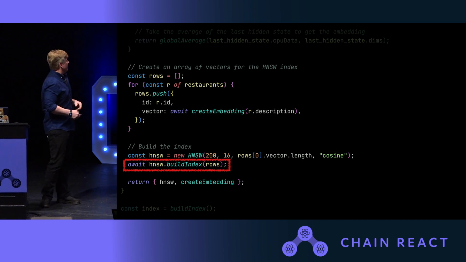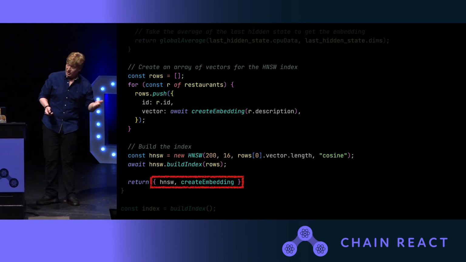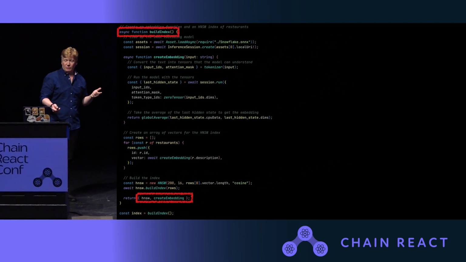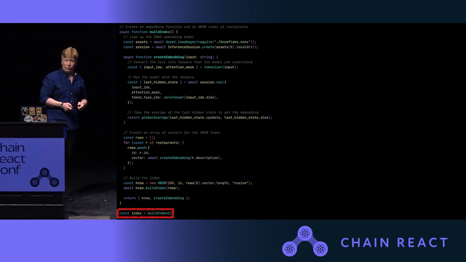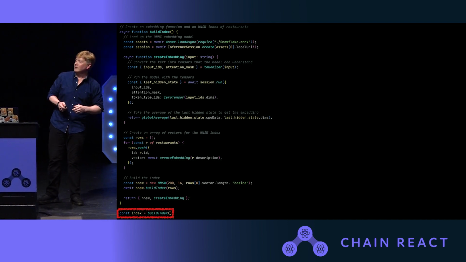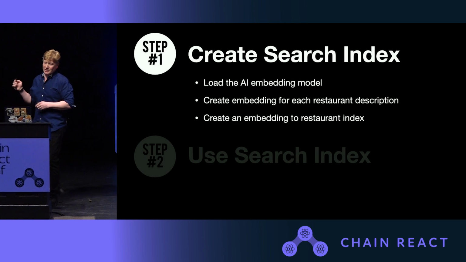So we build our index, and now, at the end of all this, we have our HNSW, and we've got our way to create an embedding. Number one is done. Build index, we got it. Now we go and create it in memory, we initialize it with the data, and step one is done.